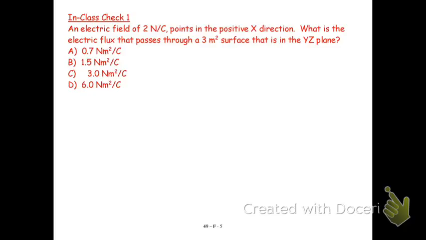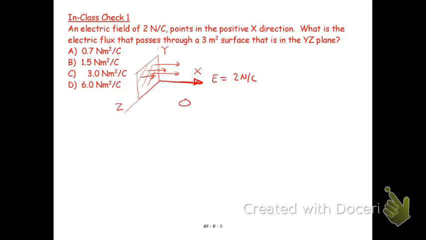So an electric field of 2 newtons per coulomb points in the positive x direction. So there's my E, and that equals 2 newtons per coulomb. What is the electric flux that passes through a 3 square meter card that is in the YZ plane? So let's just draw that. There's my card. Because in physics, of course, this is x, and this is y, and this is z. This is just a visualization thing. I have my flux lines coming through.